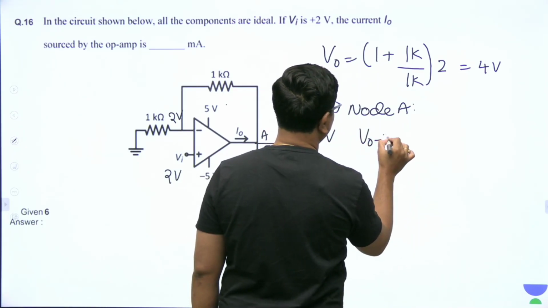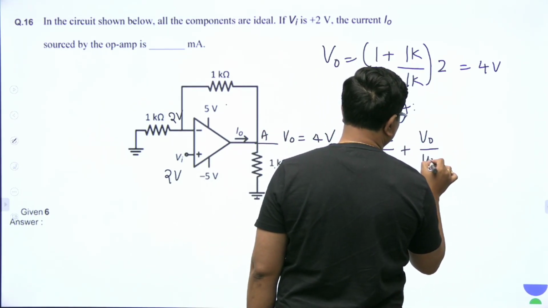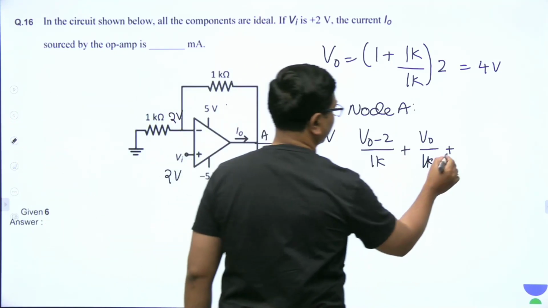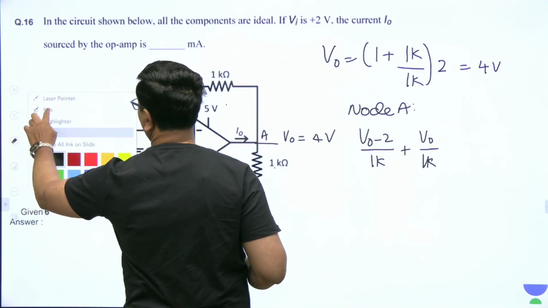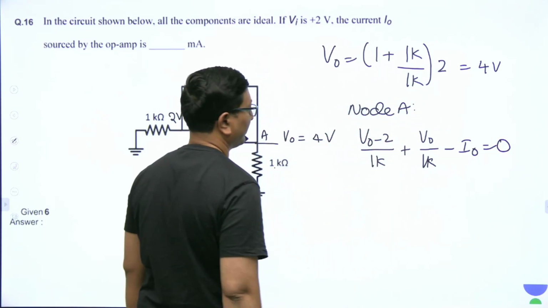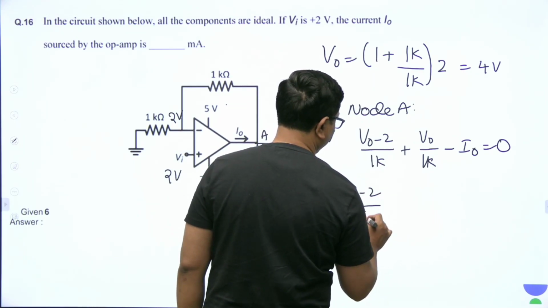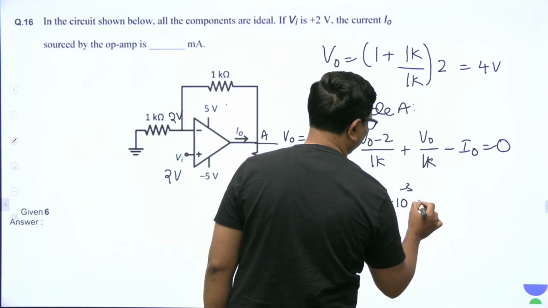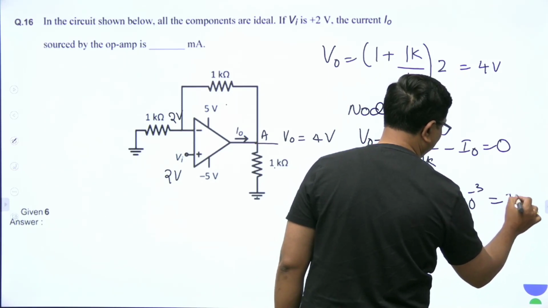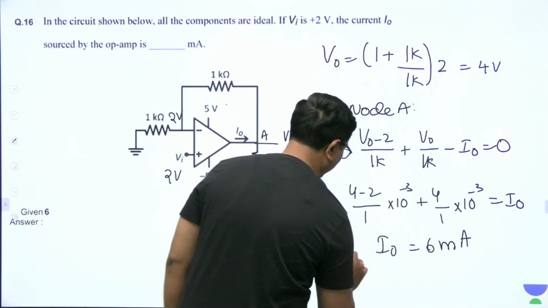So if I take node A, then V output minus 2 by 1 kilo ohm plus V output by 1k, minus I0 is equal to 0. We can write it. What is V output? It is 4. So 4 minus 2 by 1k, that is 1 into 10 power minus 3, plus 4 by 1 into 10 power minus 3 is equal to I0. So what is your I0? It is equal to 6 milliampere. That's it.